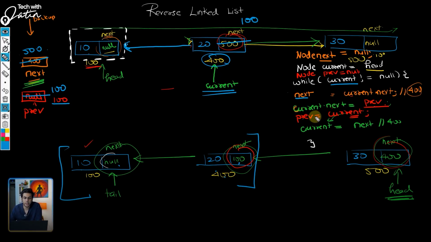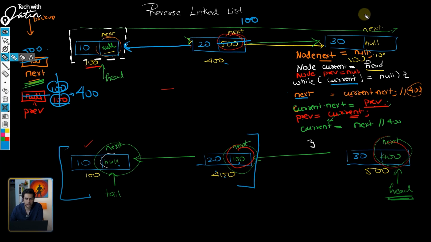Current dot next was previous. Previous equal to current. Previous was previously 100. That I will update with the current. It is going to become 400. Current equal to next. What is there inside next? 500. So your current, which was pointing to the 400 memory location, will now move over here because this is 500 now. Now observe. This link is already removed. Alright. I can remove this.